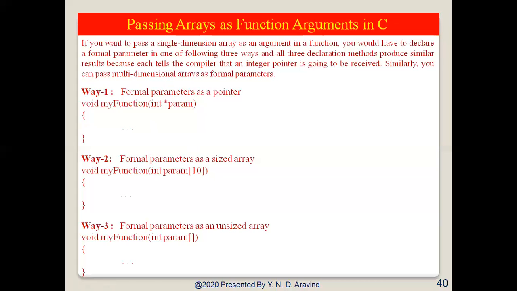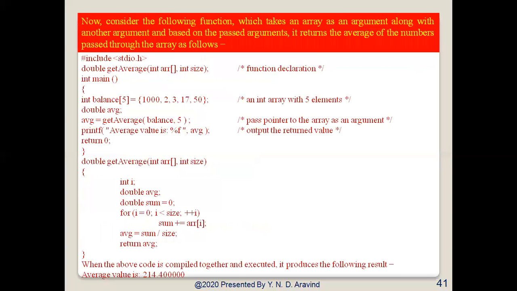But the ways we can define the arrays in a function is any of these 3 ways. Either we can declare it as a pointer, or an array with some fixed size, or an array without mentioning any size. Now let us see an example program for using an array. Consider the following function which takes an array as an argument along with another argument. Based on the passed arguments, it returns the average of the numbers passed through an array, as follows.